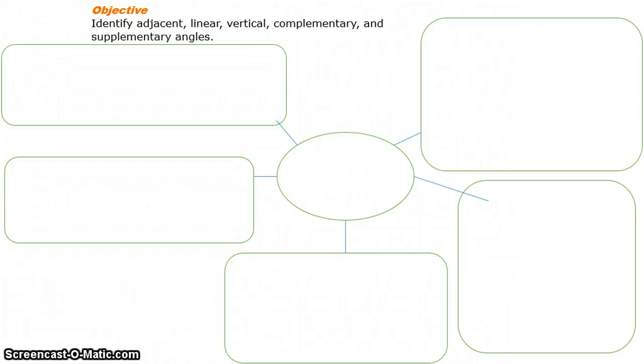Alright, in our last video and classwork we looked at specific angles and how we classify them. With today's video we're going to take this one step further and we're going to identify what we call angle pairs. We have 5 special angle pairs. They're called adjacent angles, linear angles, vertical angles, complementary angles, and supplementary angles.